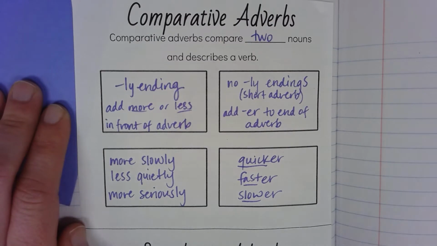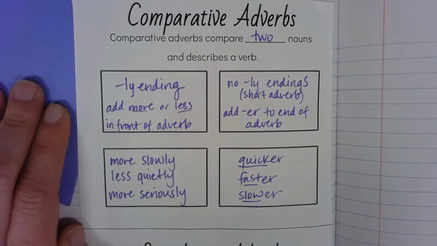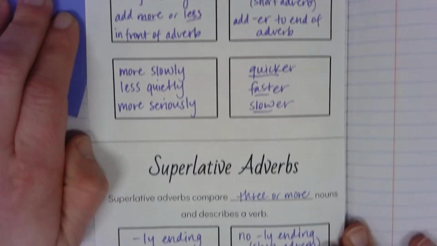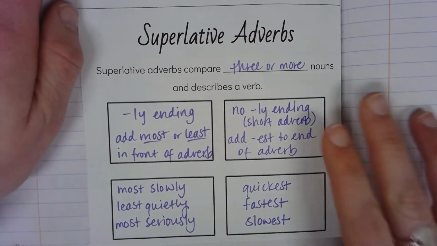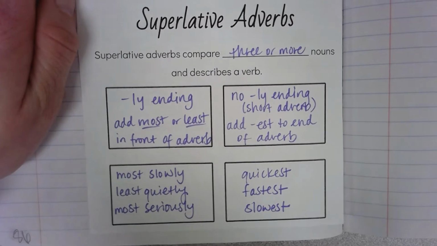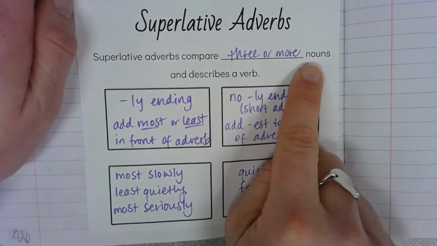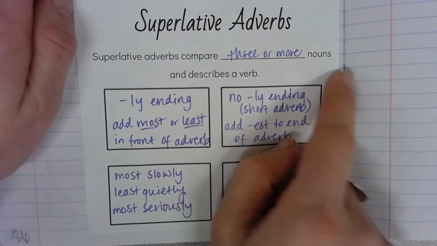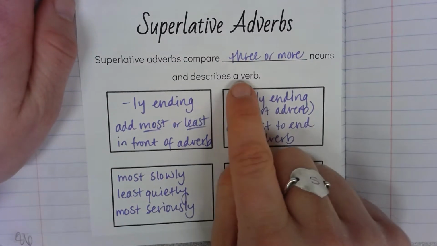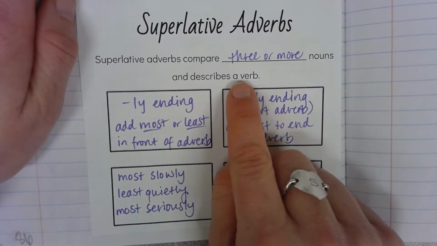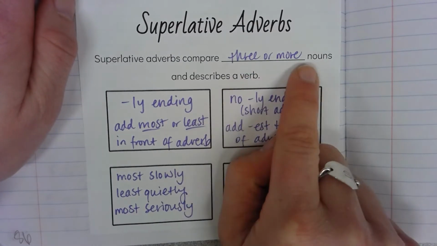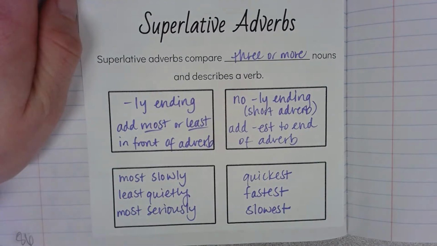Okay, so go ahead and copy these down. Pause this if you need to, and then I'm going to move down to superlative. All right, superlative: three or more. Again, three or more nouns, yesterday, today, and all week, or whatever you're working with. But that verb is still kind of staying the same. Even though adverbs describe the verb, you're more so comparing the nouns than the verb.